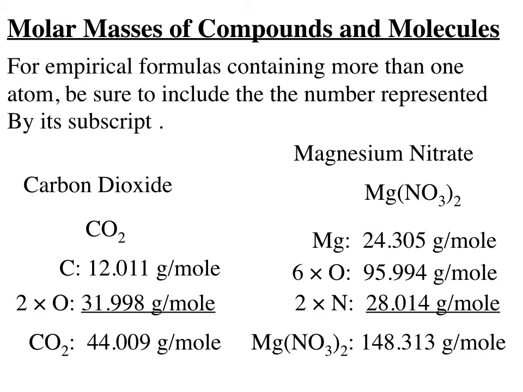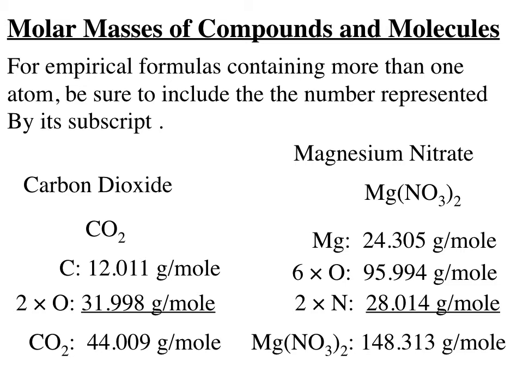For instance, I'm showing carbon dioxide as opposed to carbon monoxide. The mass of one carbon is 12.011 grams per mole, but below that, the mass is 2 times the mass of oxygen. Each oxygen individually is 15.998 grams per mole. 2 of them is 31.998 grams per mole. So the total mass for a mole, or an Avogadro's number, of carbon dioxides is 44.009 grams per mole, compared to the 28 grams per mole it would take to weigh out carbon monoxide.